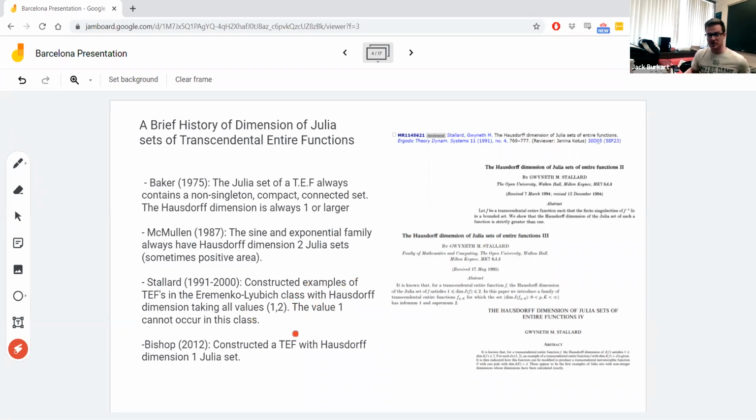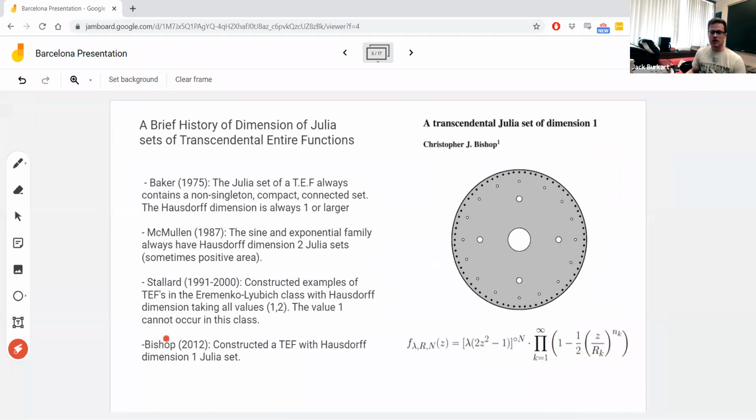So I think that's really interesting. And Stollard also shows that the value 1, this Baker lower bound, cannot occur in the Eremenko-Lubitsch class. So if Baker's lower bound occurs, it has to be outside of the Eremenko-Lubitsch class. And this was open for a little while until the work of Chris Bishop around 2012, I think.